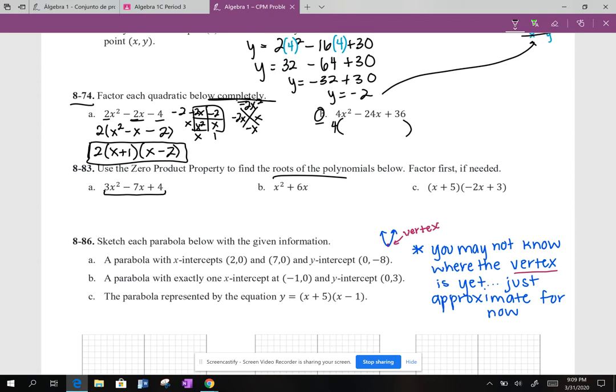Polynomial is an expression of the form blank x squared plus blank. I'm going to factor this, set it equal to 0, solve for x. All right, let's do it.